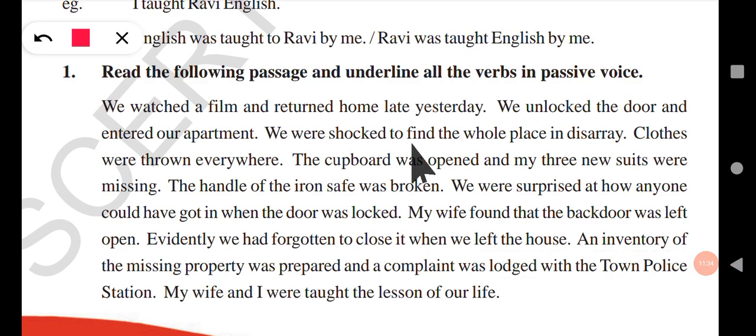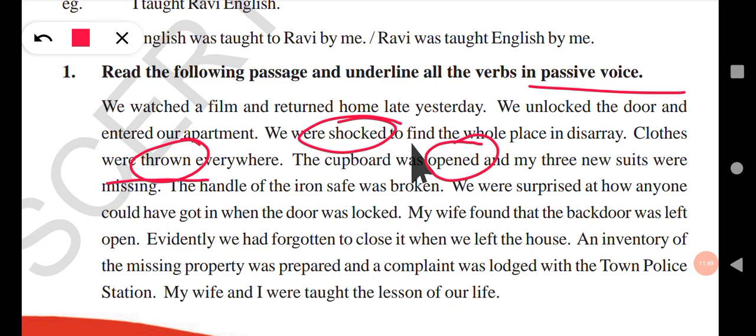Were plus V3. So here shocked is in the passive voice. That is one word you can underline. Next, clothes were thrown. Were plus V3 again. Thrown can be again another passive voice. The cupboard was opened. Was plus V3 again. That is also passive voice verb. Next, and my three new suits were missing. Were plus V4 can be used here.